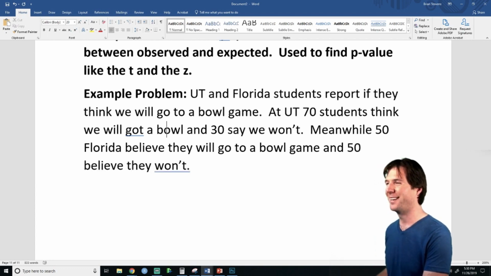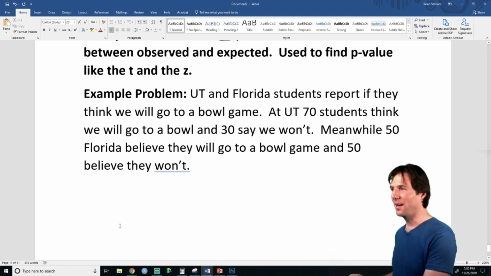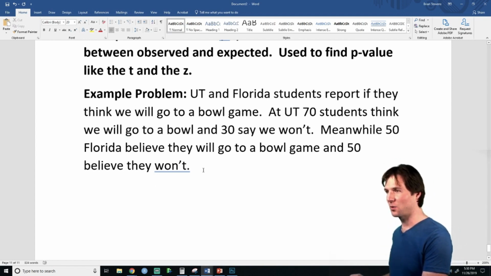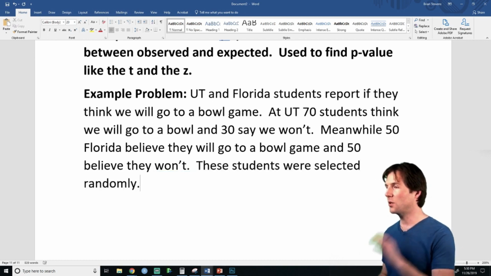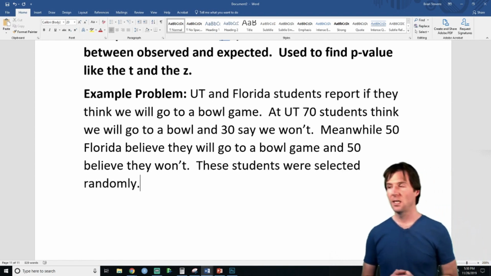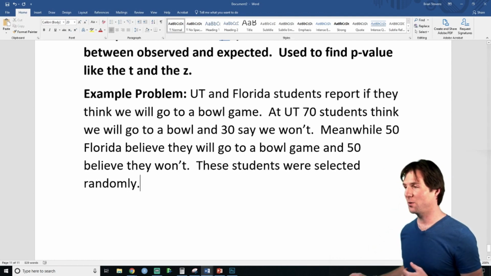These students were taken randomly. So I want you to look at this question right here. This is the big part of it. When you go up to someone, you'd have to ask them, are you a UT student? Are you a Florida student?